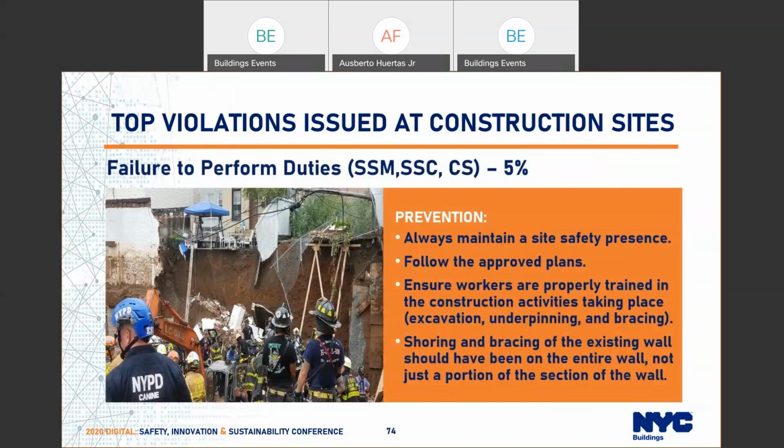Preventative measures that should have taken place for this incident: maintain a site safety presence, follow the approved plans, ensure workers are properly trained in the construction activities taking place: excavation, underpinning, and bracing. Shoring and bracing should have been of the entire wall, not just a portion of the wall.